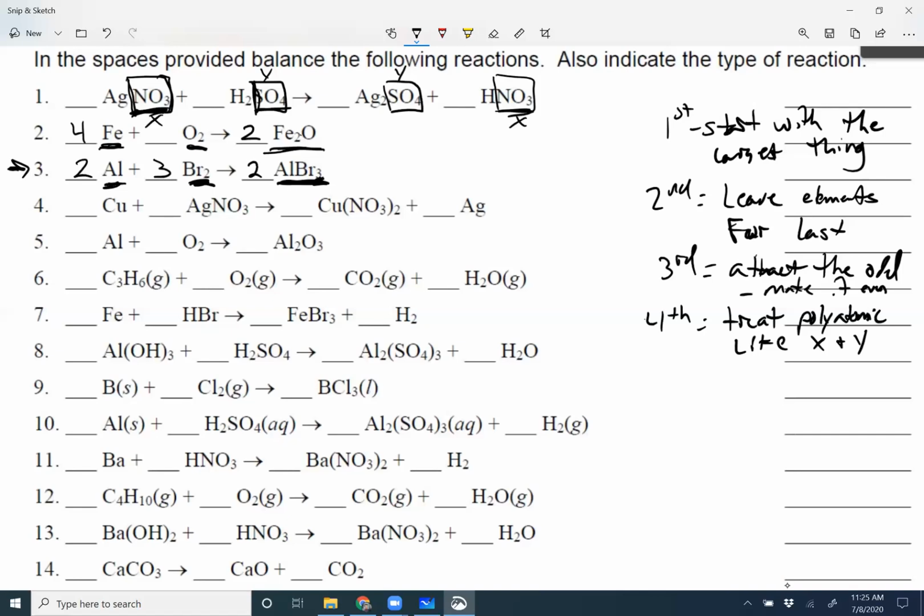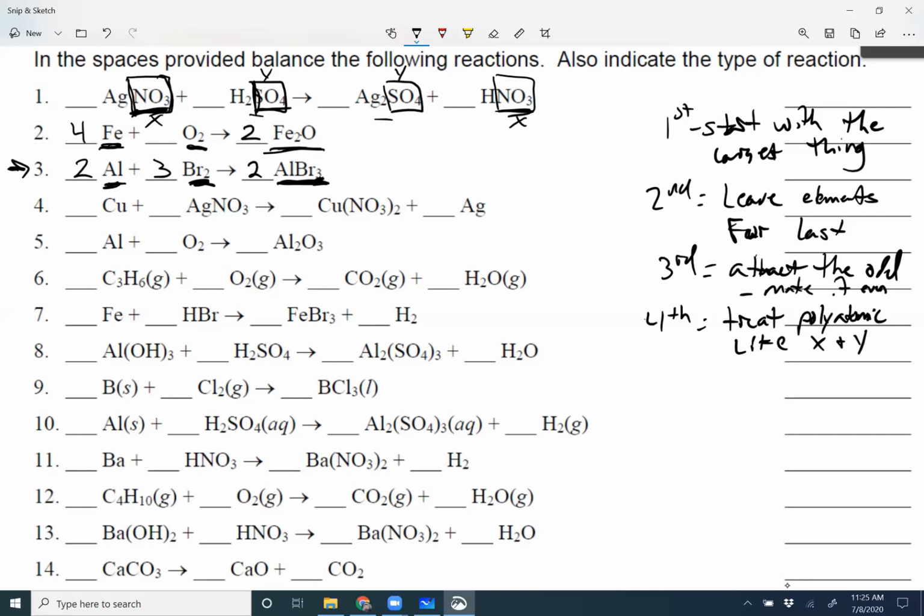techniques. Tip 1 says to start with the biggest thing. These guys are kind of the same size, so we start with either one. I'm going to start with the silver sulfate. And tip number 2 says leave elements till the end. There aren't any elements. Tip number 3 is attack the odd. Don't really see that right now. And then we are actively doing tip number 4.